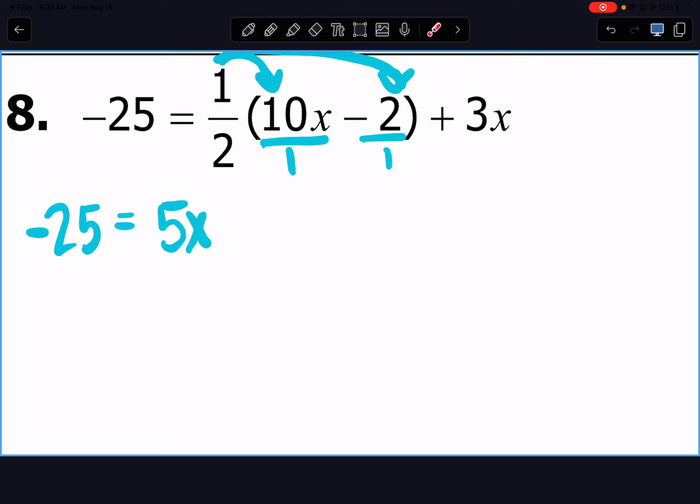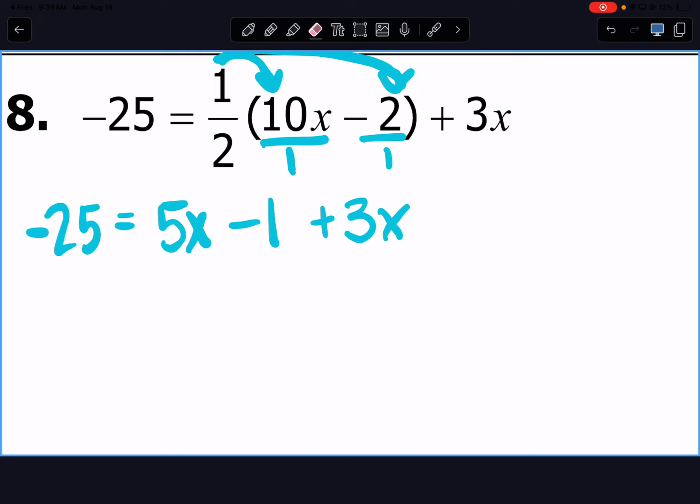There also is another way you could think about it. What is half of 10x? Half of 10x is 5x. Now, to go to the other one, we can't simplify 1/2. But if I multiply this, I'm going to get negative 2 over 2. What is negative 2 over 2 equal to? Negative 1. And now we've distributed that fraction. And now we solve it.